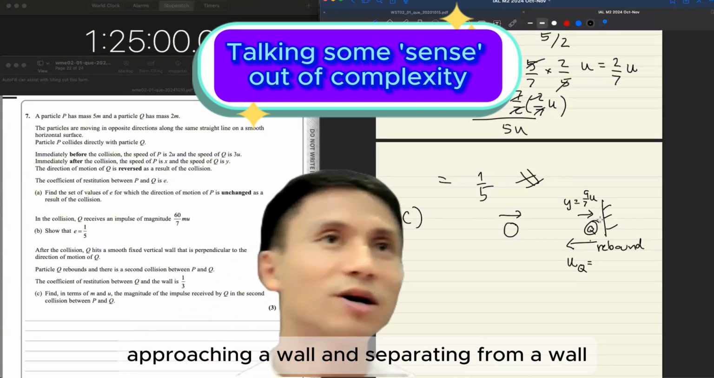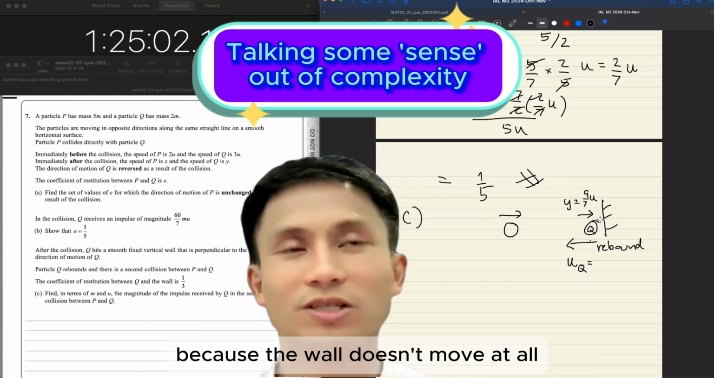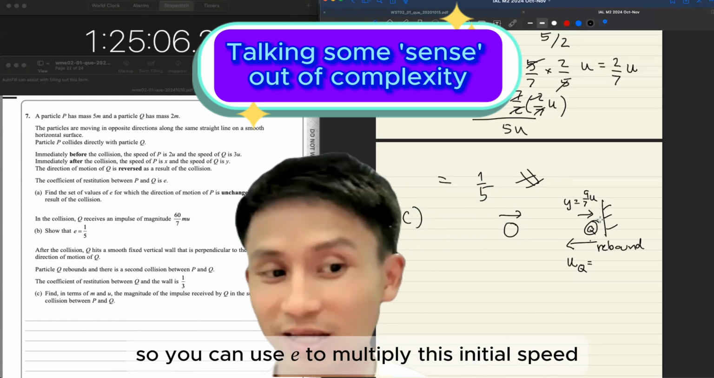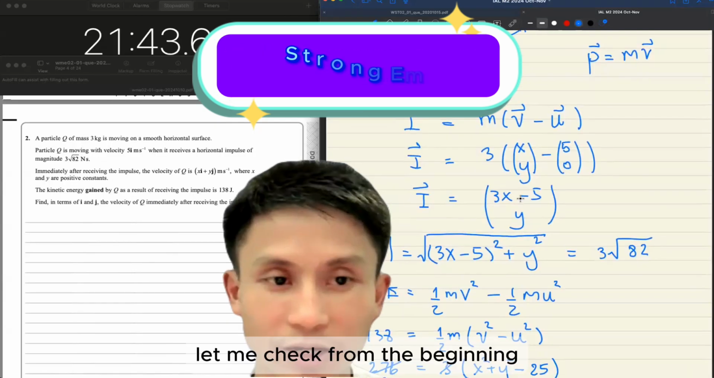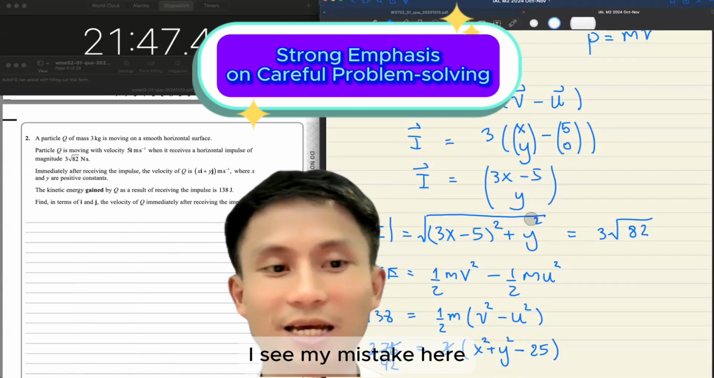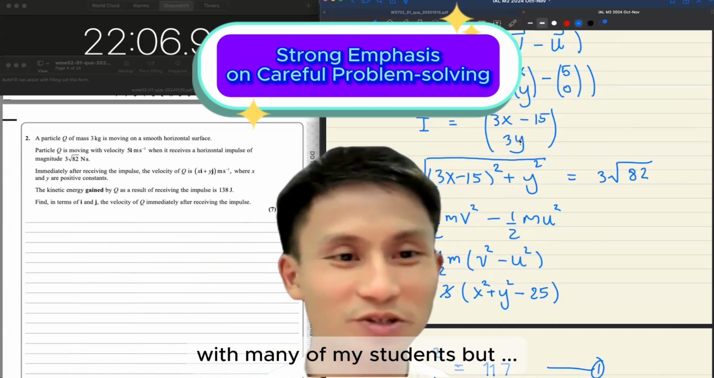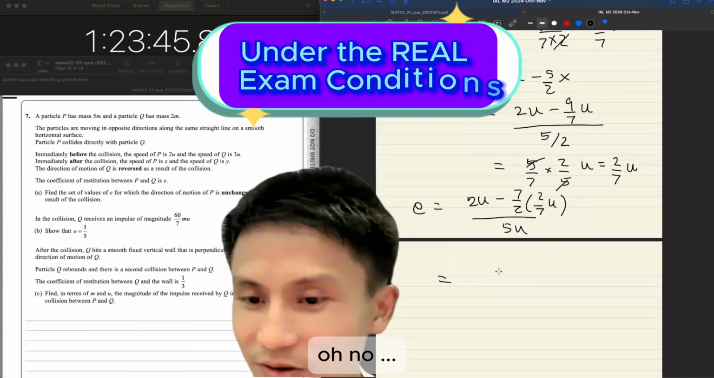Approaching a wall and separating from a wall, because the wall doesn't move at all, so you can use E to multiply this initial speed to get the final speed already. Let me check from the beginning. I see my mistake here. This is the mistake I have seen with many of my students, but oh no, that is 0.